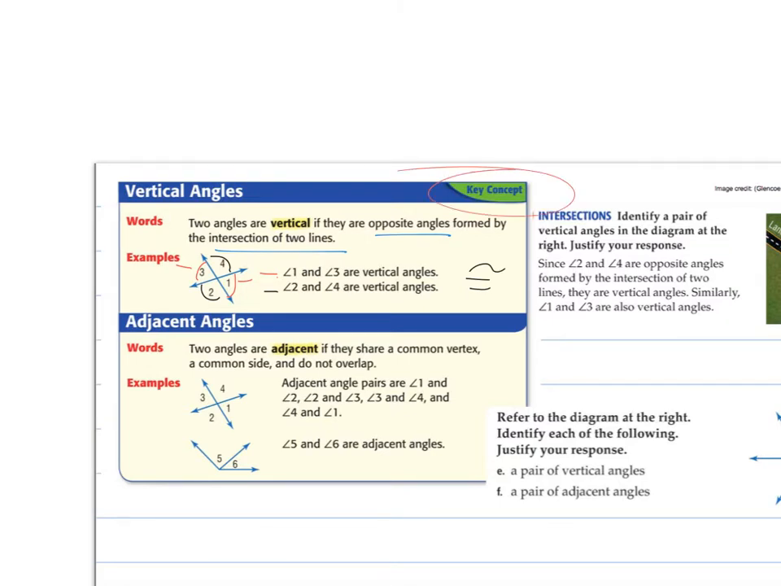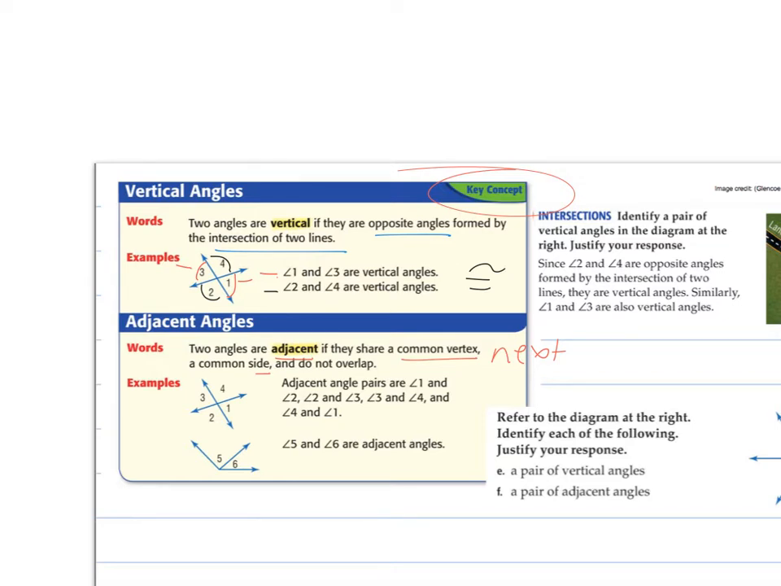Key concept, you're going to want to write this down. 2 angles that are adjacent share a common vertex, a common side, and do not overlap. So they're next to each other, okay? So, for example, in this example it says 1 and 2 are. Notice they're next to each other. It also says 2 and 3 are. They're next to each other. They share this common side. 3 and 4 are next to each other, sharing that common side. And 4 and 1 are next to each other, sharing that common side. So each of those pairs are an adjacent pair.